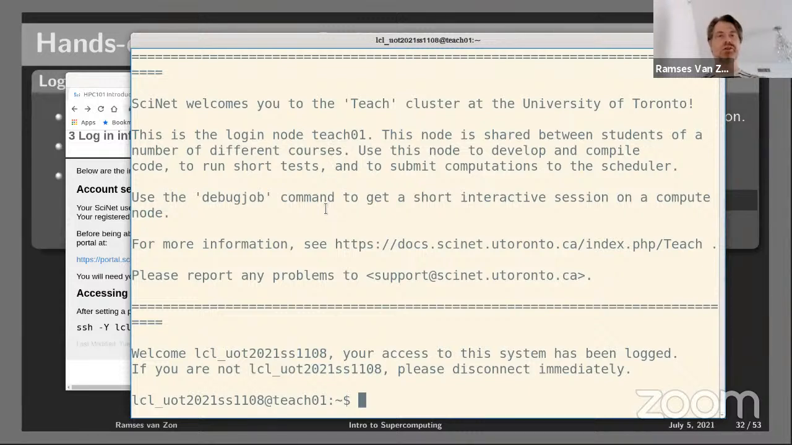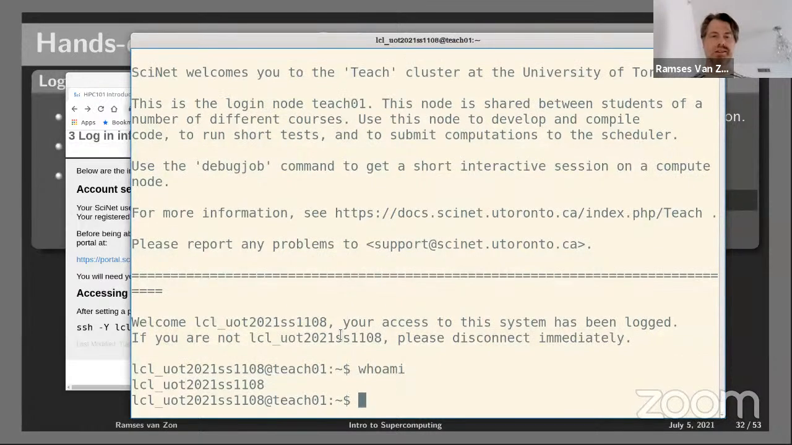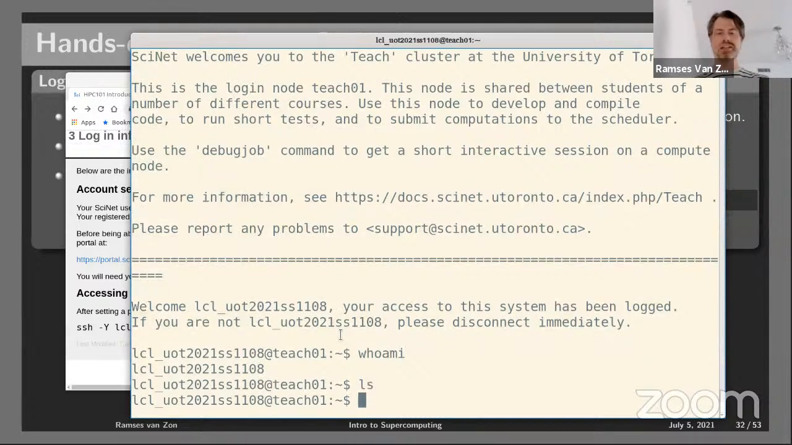And so we're now no longer on our own machine. I am now logged into the Teach cluster. My name here is just LCL_UOT. There's not much in here. If you know a little bit of Linux, there are no files here. We'll be using this account on the Teach cluster to do everything, all the exercises.